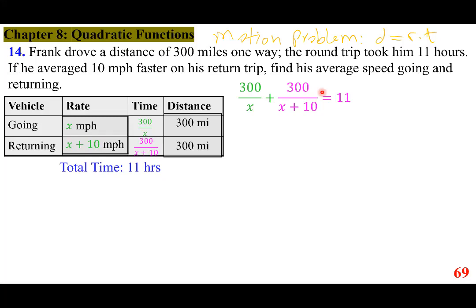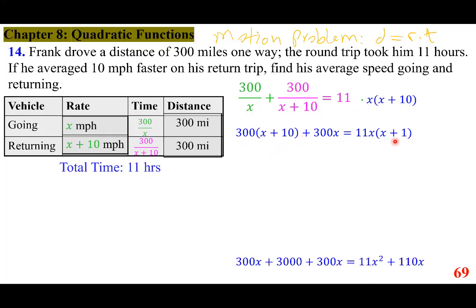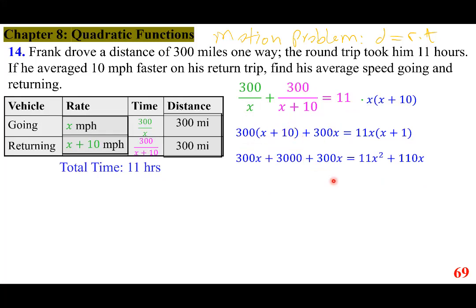When we come this far, we have completely translated this. We are almost done. We multiply both sides by LCD, which is x times x plus 10. This one is 300 times x plus 10. This one is 300 times x, and the right side is just 11 times x plus 10. We distribute and we simplify. So 300x, 3000, 300x, 11x squared, and that one is 11x, 110. This is 10, everybody.